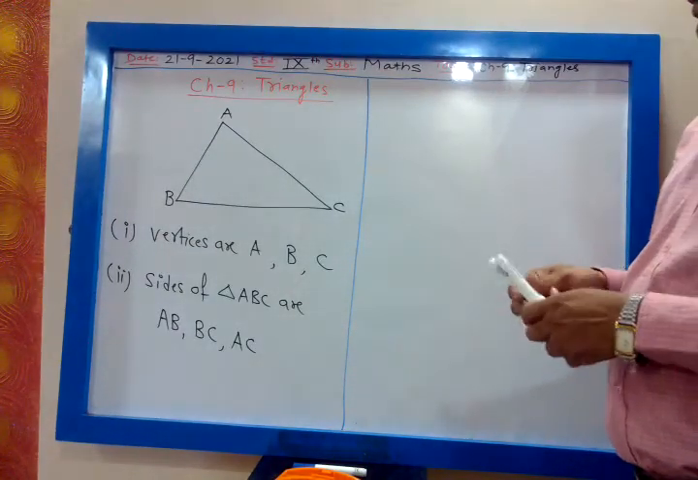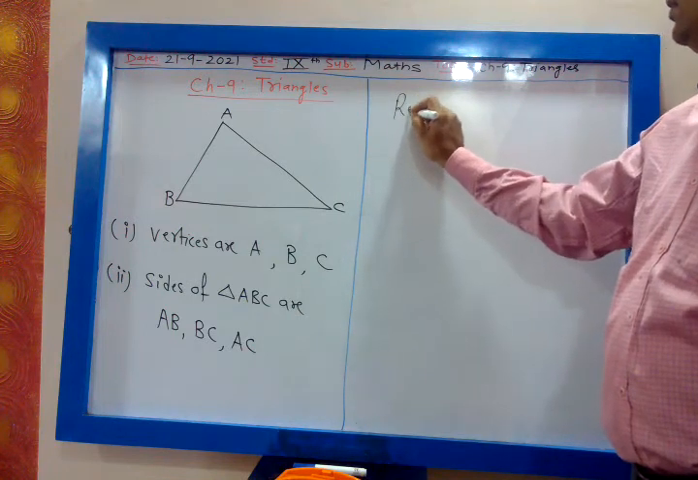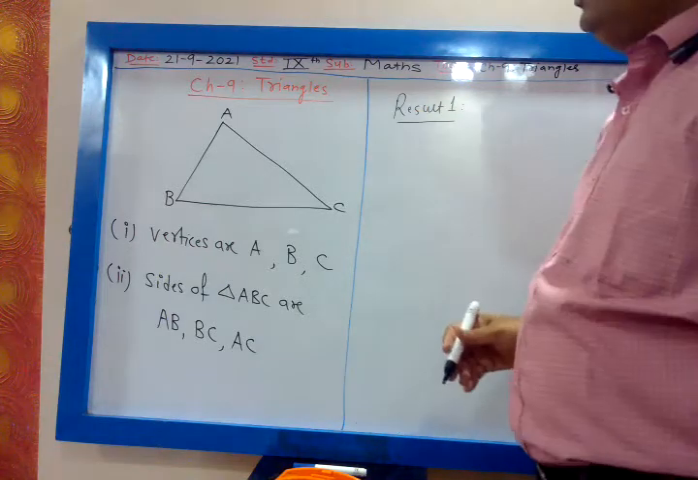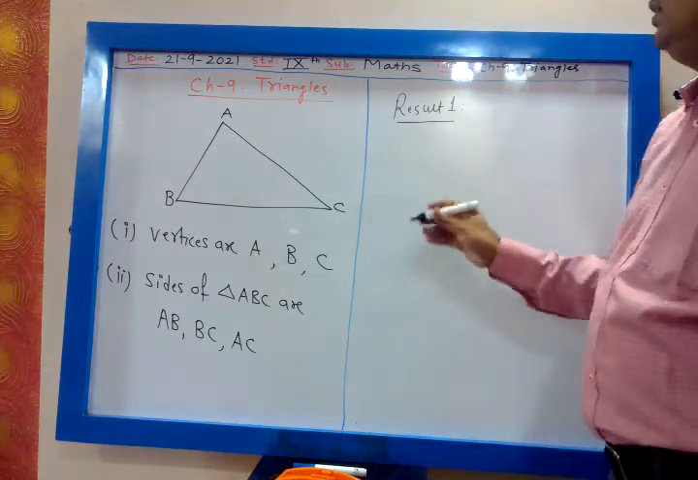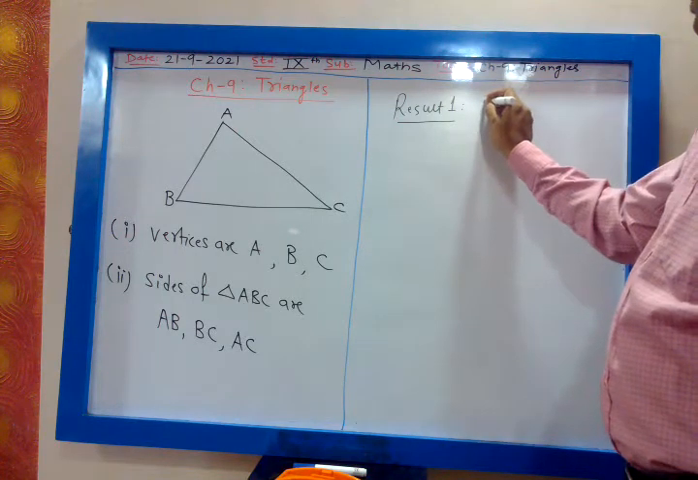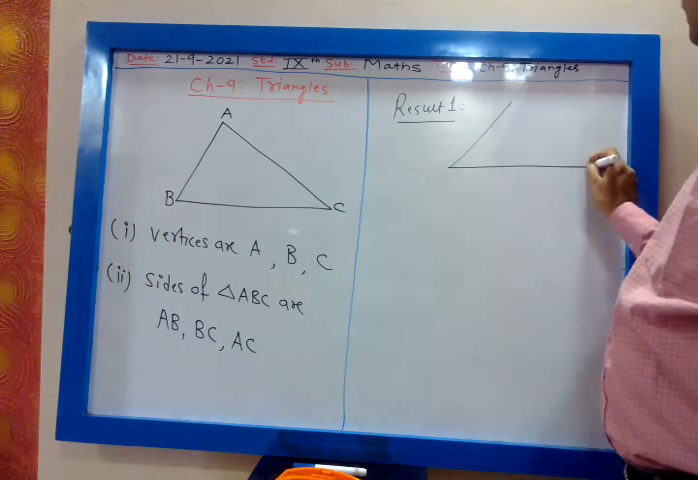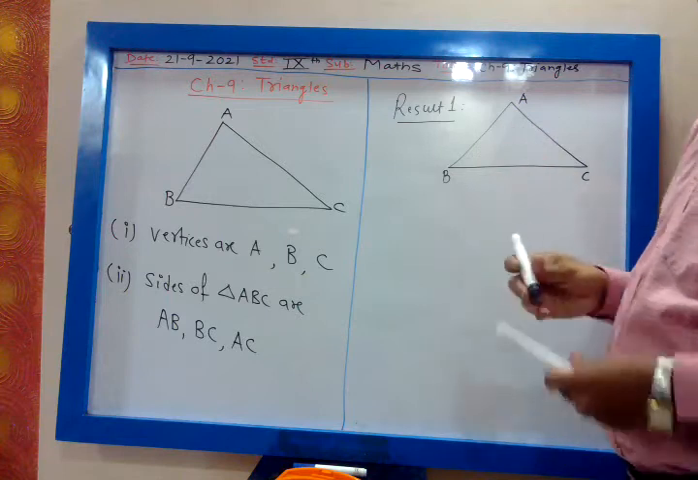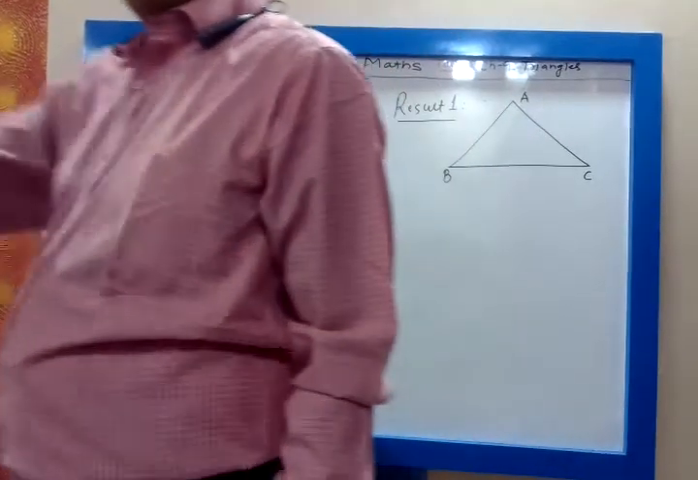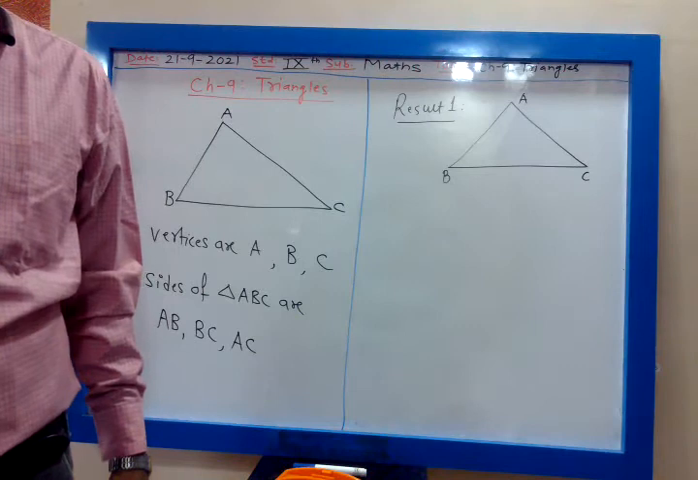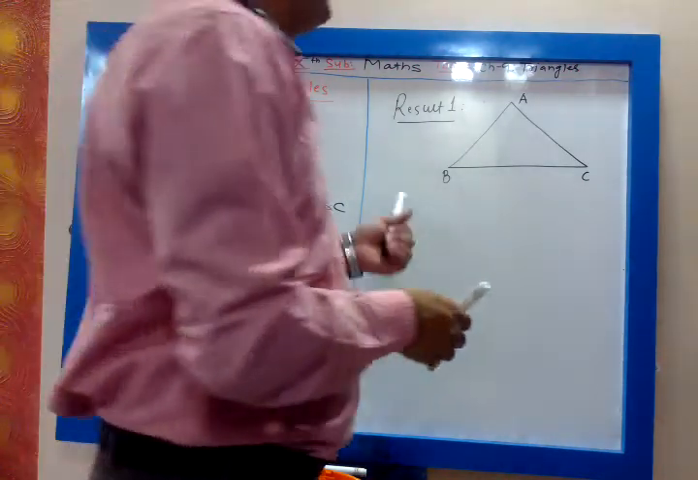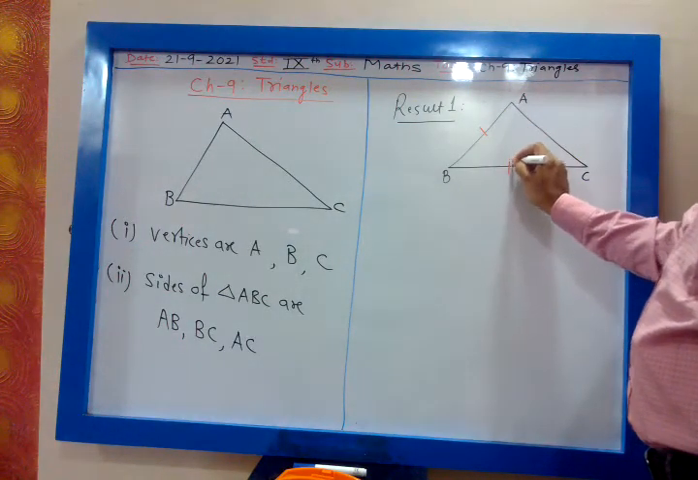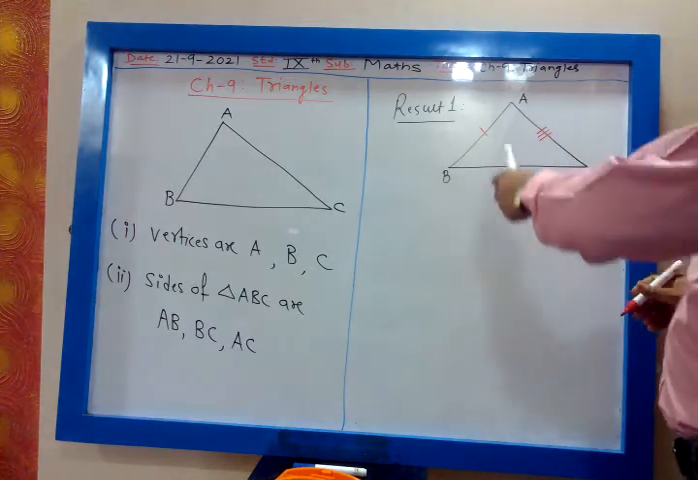Now we see the result one about this triangle. What it says is that if, in triangle ABC, let us draw the triangle. Triangle ABC, all three sides are unequal, and all three angles are also unequal. So AB is not the same as BC, is not the same as AC. So I have used a different symbol.